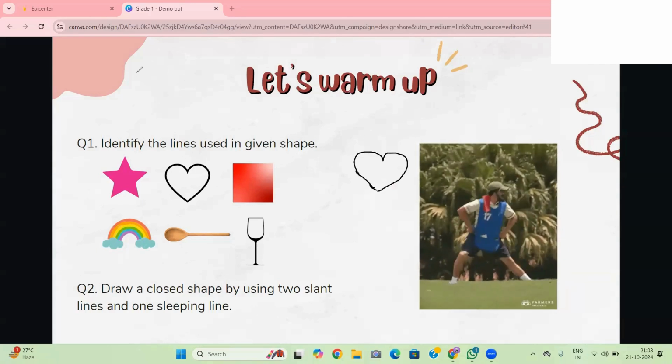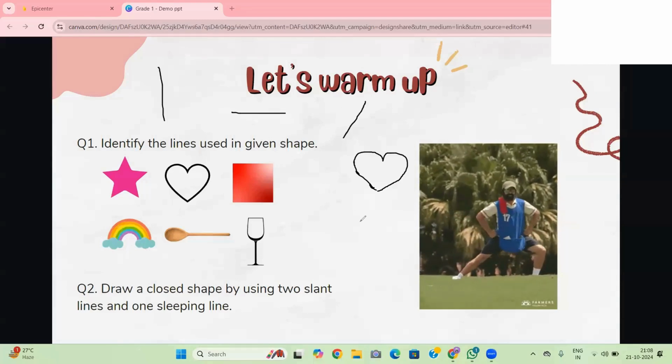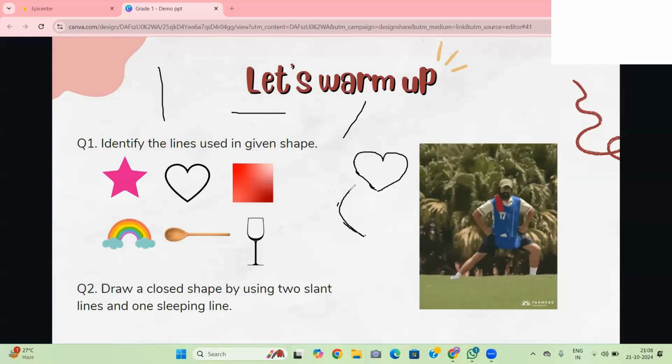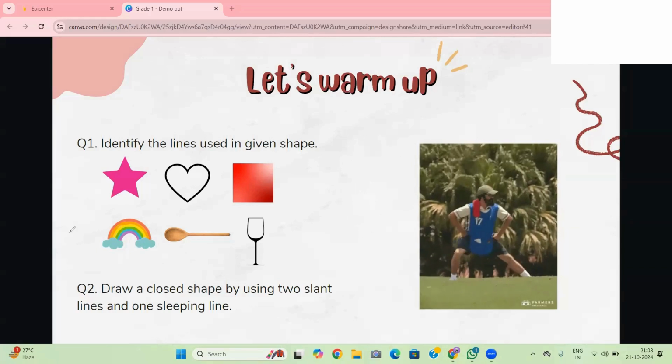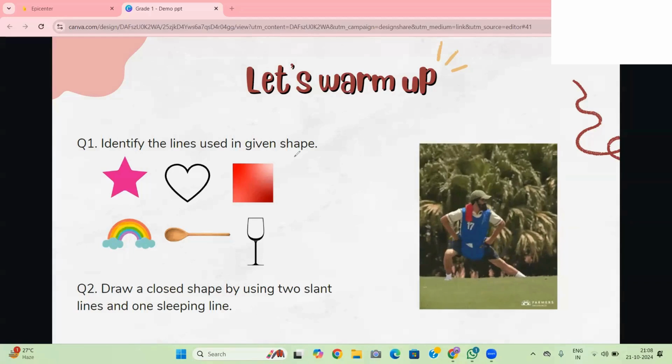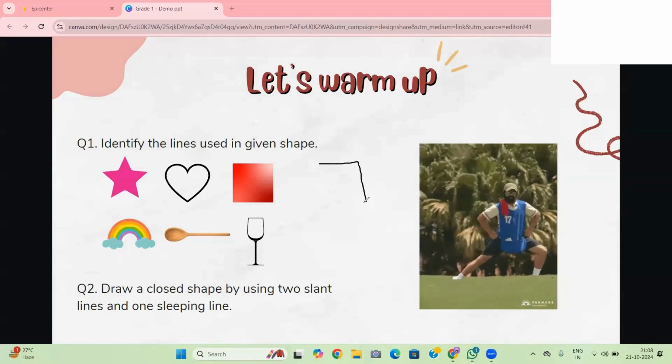It's not straight like this. It's not straight like this. It's not straight like this. But it is curved. It's curved like this. So what do we call it? A curve. This is called a curve line.